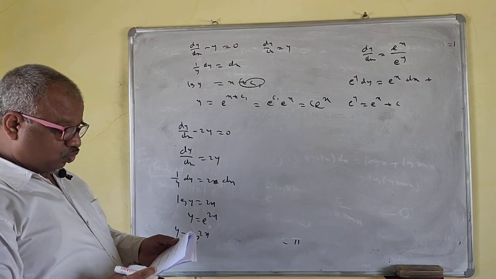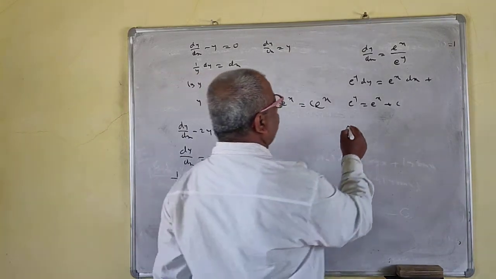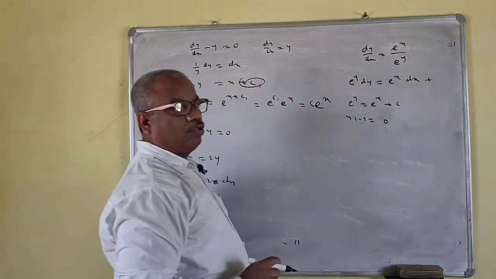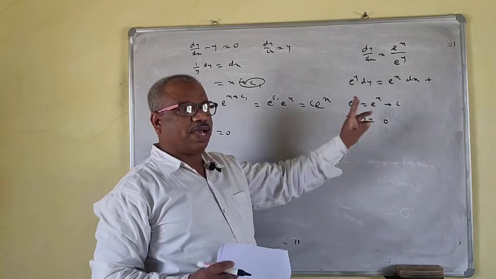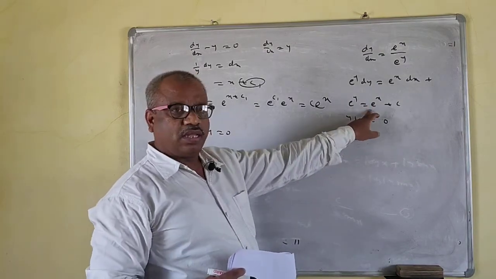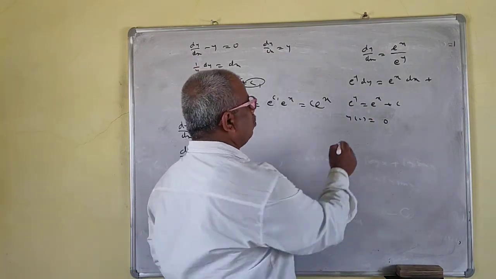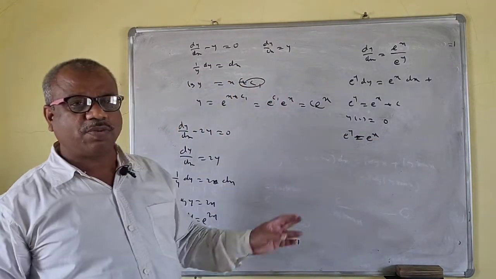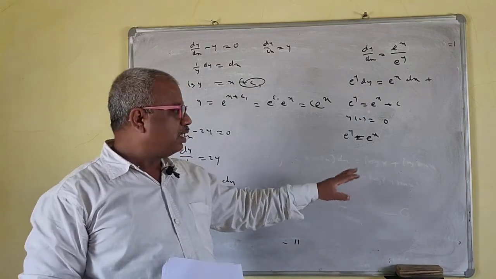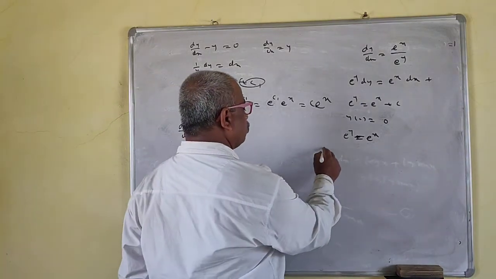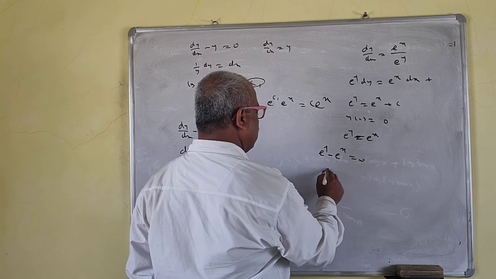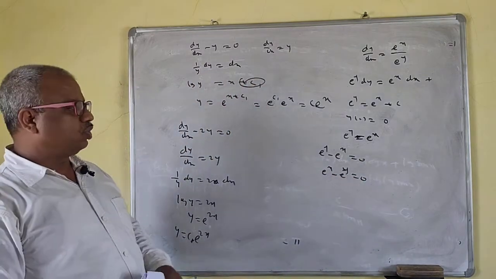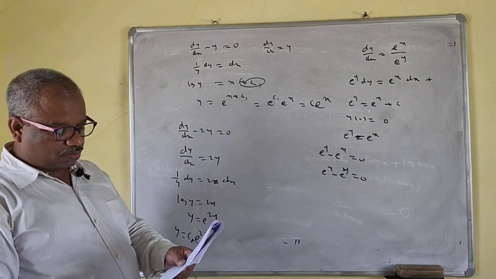If you want only the particular solution, with y of 0 is equal to 0, put x is equal to 0 and y is equal to 0. Then the 1 and 1 get cancelled, so c is equal to 0. That means e raised to y is equal to e raised to x. That means e raised to x minus e raised to y is equal to 0. Both are just the particular solution of the differential equation.